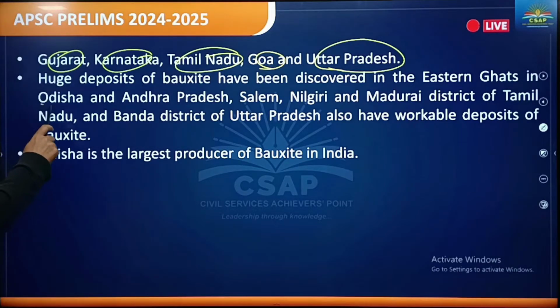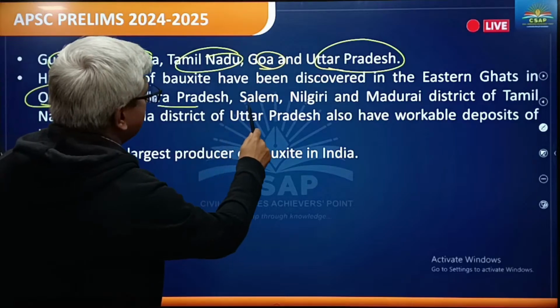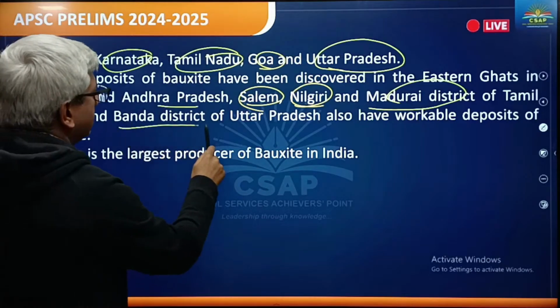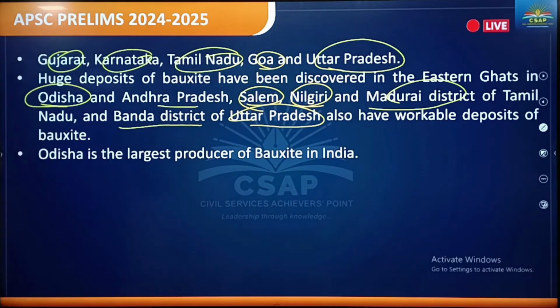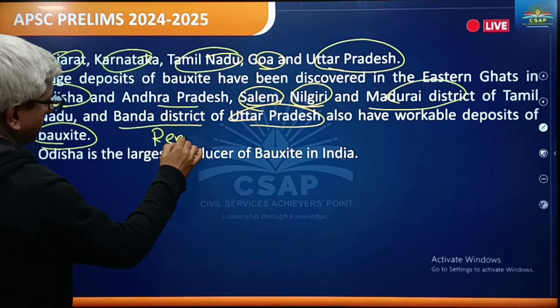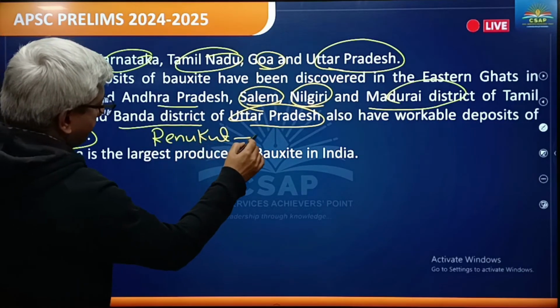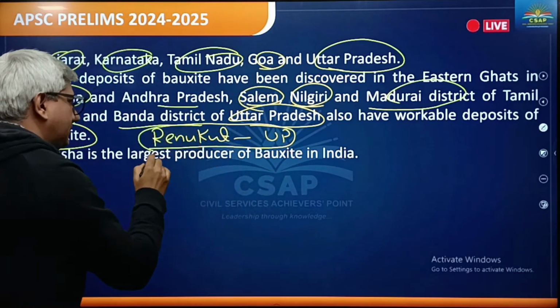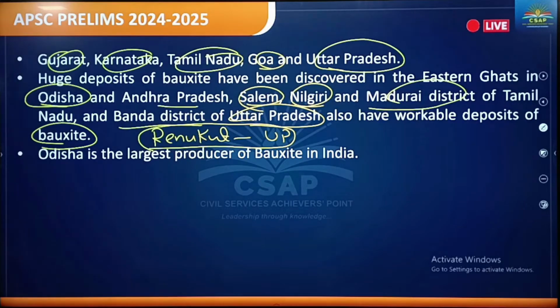Again, Odisha is one of the most resource-rich states. Andhra Pradesh has Salem, Nilgiri and Madurai districts of Tamil Nadu, Banda district of Uttar Pradesh also have workable deposits of bauxite. So here, our National Aluminium Corporation has its main center at Renukut in Uttar Pradesh. That's a main seat of aluminium production in India.